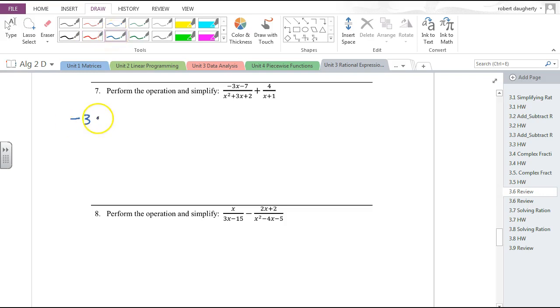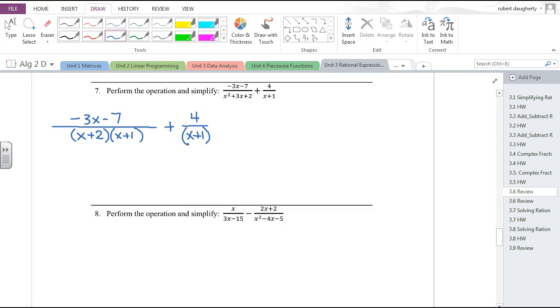Negative 3x minus 7 divided by... how do I factor that? Numbers that multiply to 2 and add to 3, that's a 2 and a 1. So (x plus 2)(x plus 1). Okay, and that's what? x squared plus 3x plus 2. So plus 4 times x plus 1.